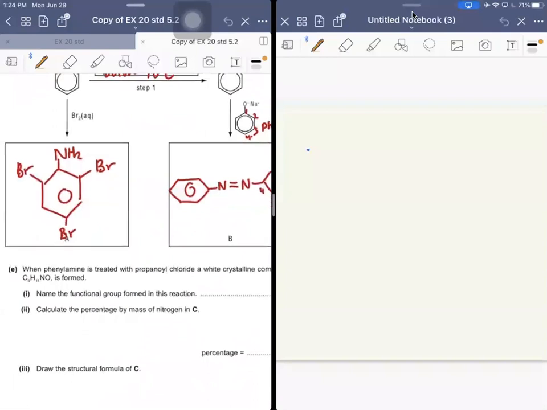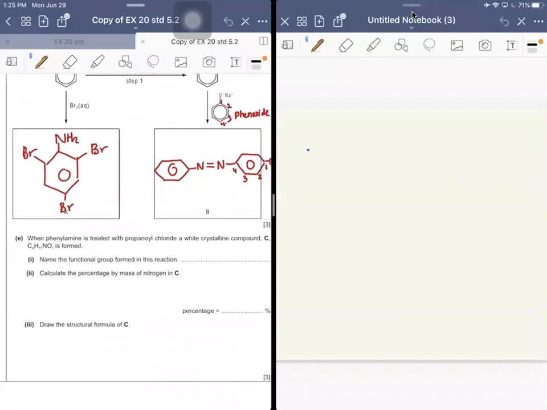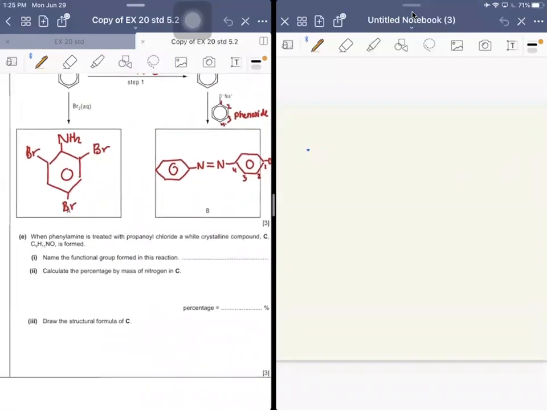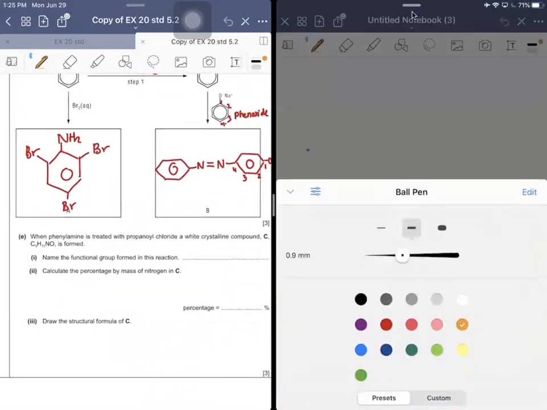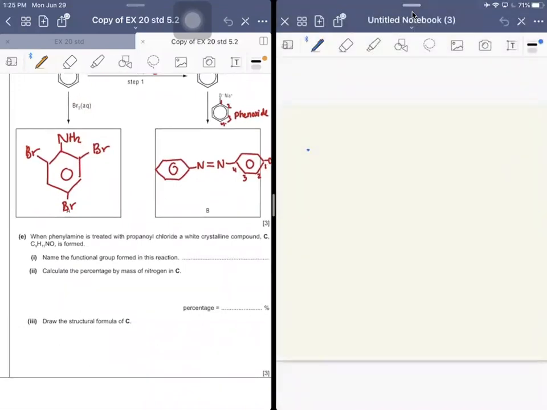So we're on question 2, part E. For this type of question, I suggest you always draw it out so that you can see. So phenylamine is treated with propanoyl chloride. Propanoyl chloride is an acyl chloride with 3 carbons. So that's CH3, CH2, and C double bond O.